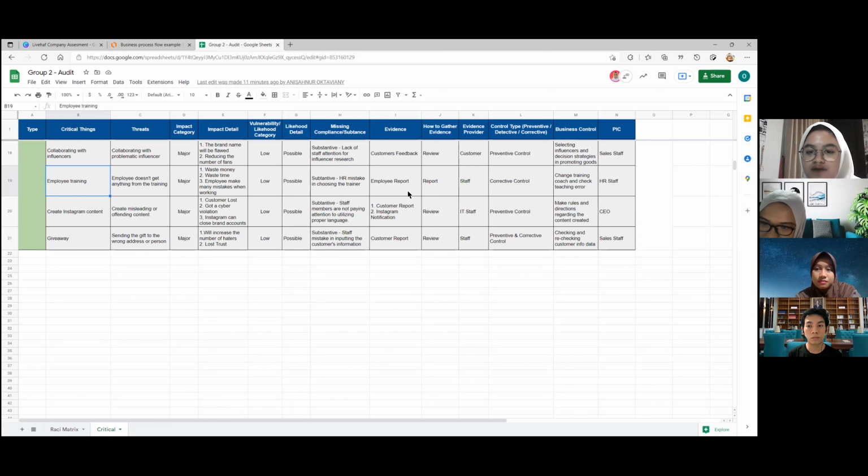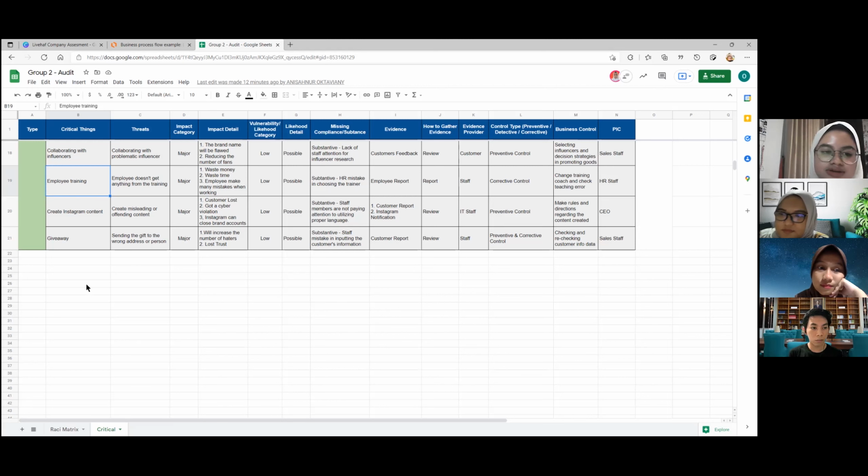And the evidence would be from the employee report. How to gather this evidence is from the report itself, the evidence provider is the staff, and the control type would be corrective by changing the training coach and checking any teaching errors. And the PIC would be the HR staff.